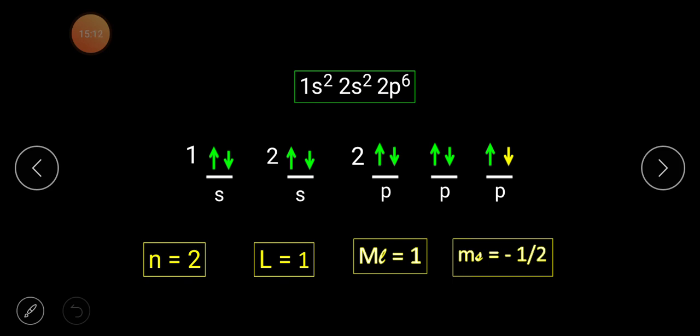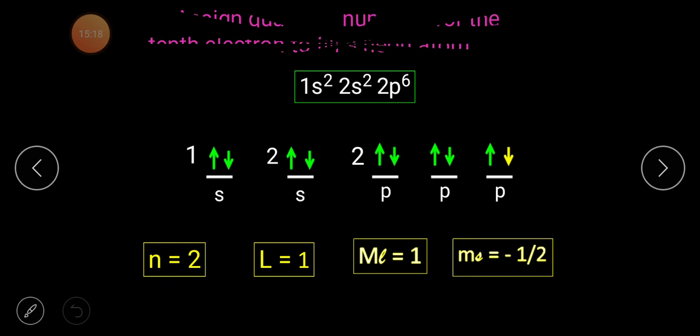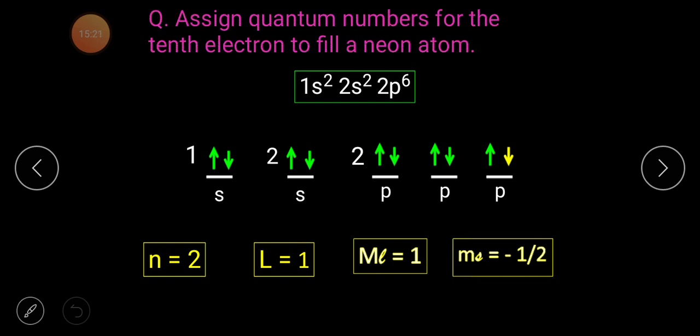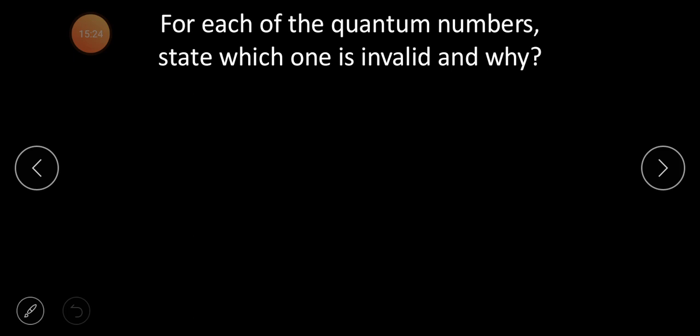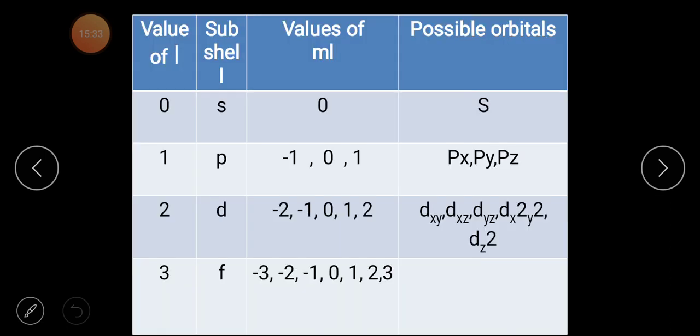So in this way we can predict the four quantum numbers from a given electronic configuration, or we can find the electronic configuration with the help of the given four quantum numbers, vice versa. Like this, assign the quantum numbers for the 10th electron. For each quantum number set, state which one is valid. There are so many examples like this. This is a summary of all the orbitals, particularly for the values of l 0, 1, 2, 3: the subshells s, p, d, f, their ml values and the possible orbitals. This is the simple concept of quantum numbers, from which we can reach the electronic configuration if we know the four quantum numbers, and if we know the electronic configuration we can reach the quantum numbers as well.